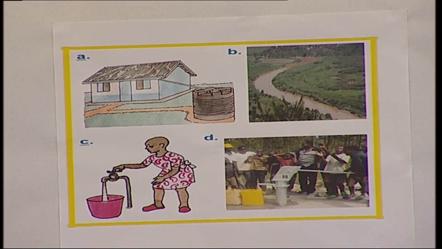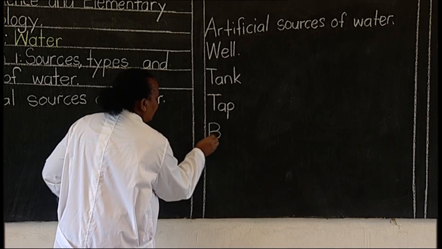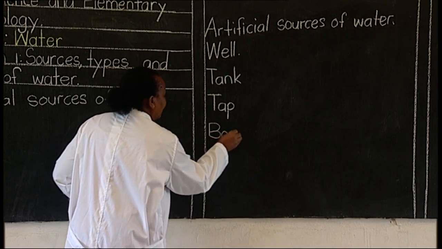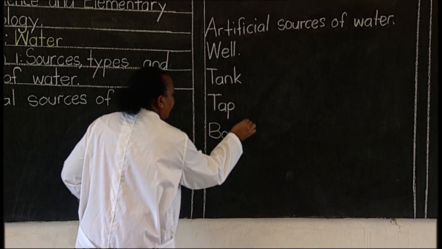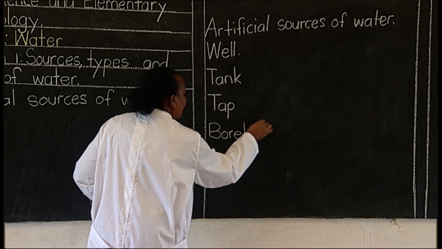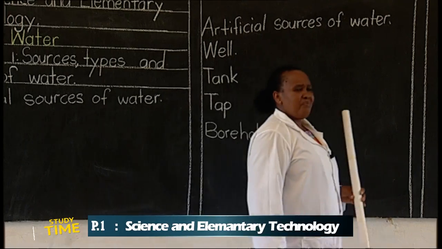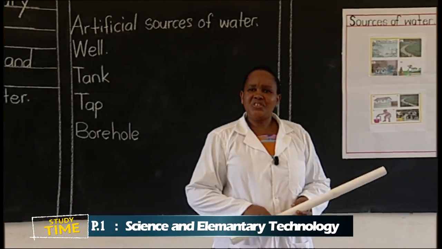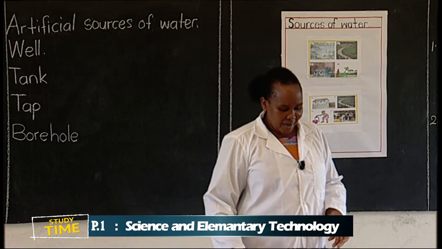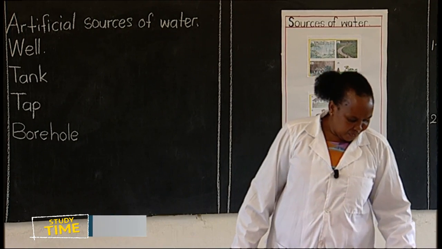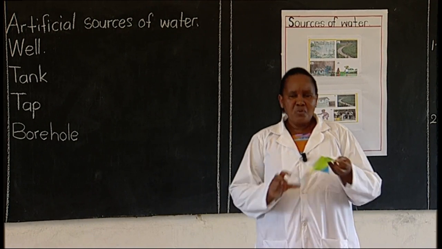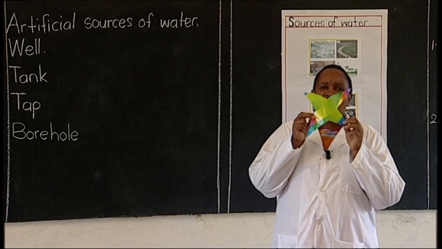Artificial. So this is how we write the word borehole. Bore, then hole. Borehole. Wonderful. You have been so, so good today. That's why I'm going to give you a star with many colors.